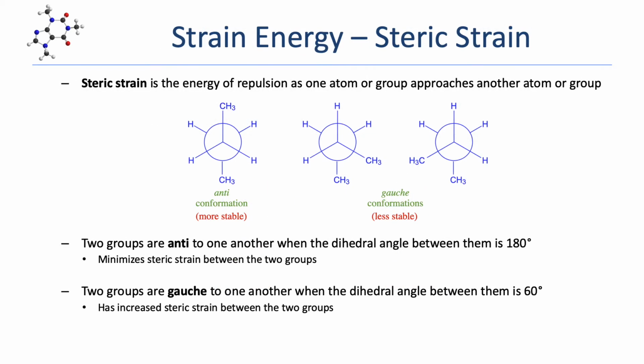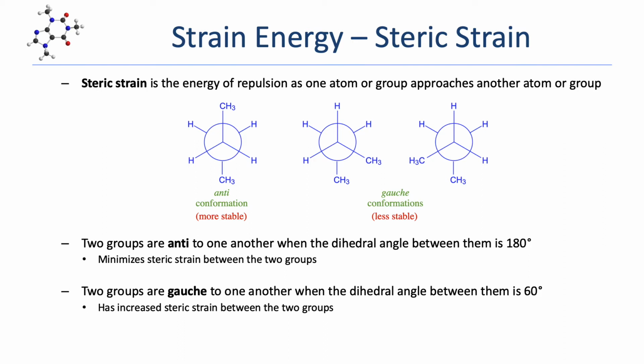The next form of strain energy we're going to look at is steric strain. Steric strain is the energy of repulsion as one atom or group approaches another atom or group in space. Now, this technically has nothing to do with free rotation, but it can be a consequence of free rotation.